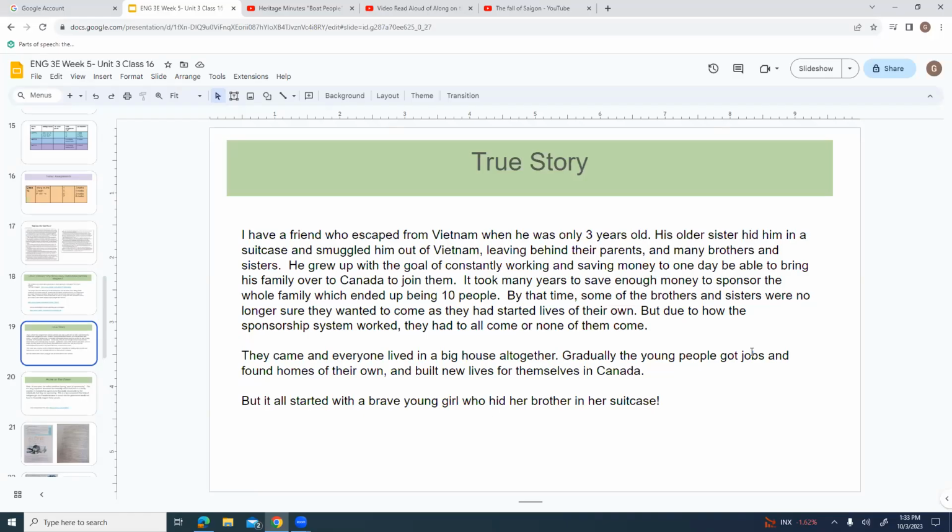But due to how the sponsorship system works, they either had to all come or none of them would come, and they'd have to start the process over. So everybody came and they all lived in a big house together at first. And gradually the young people got jobs and found homes of their own. And they built new lives for themselves here in Canada. But it all started with a brave young girl who hid her brother in her suitcase as she got out of Vietnam.